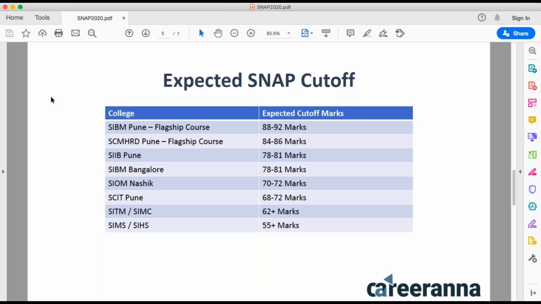Expected SNAP cutoff out of 150 marks. SIBM Pune is the top ranked college under SNAP. Then the second best college under SNAP is SCMHRD Pune. Their cutoffs are on your screen.